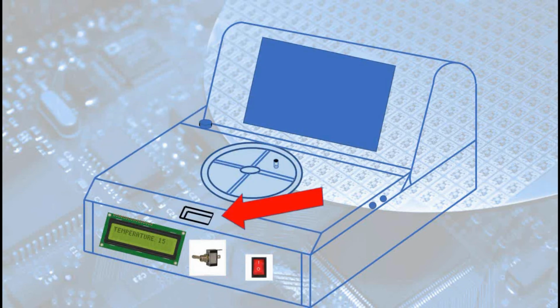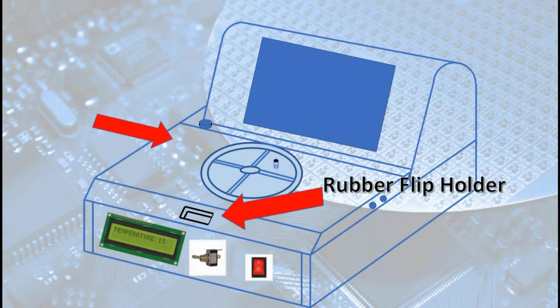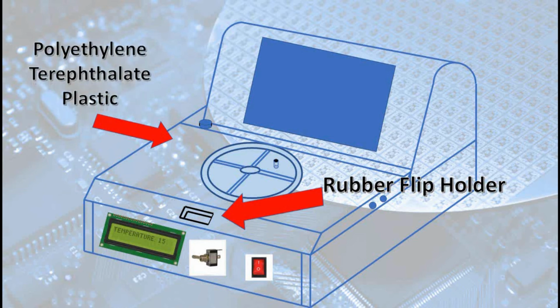And then we have the rubber flip holder. The rubber flip holder is made of plastic, so when we want to open the flip, it isn't slippery. And then polyethylene terephthalate plastic. Polyethylene terephthalate is a clear, strong, and lightweight plastic that is widely used for packaging food. But we use this polyethylene terephthalate plastic so that we can see the process inside the chamber.